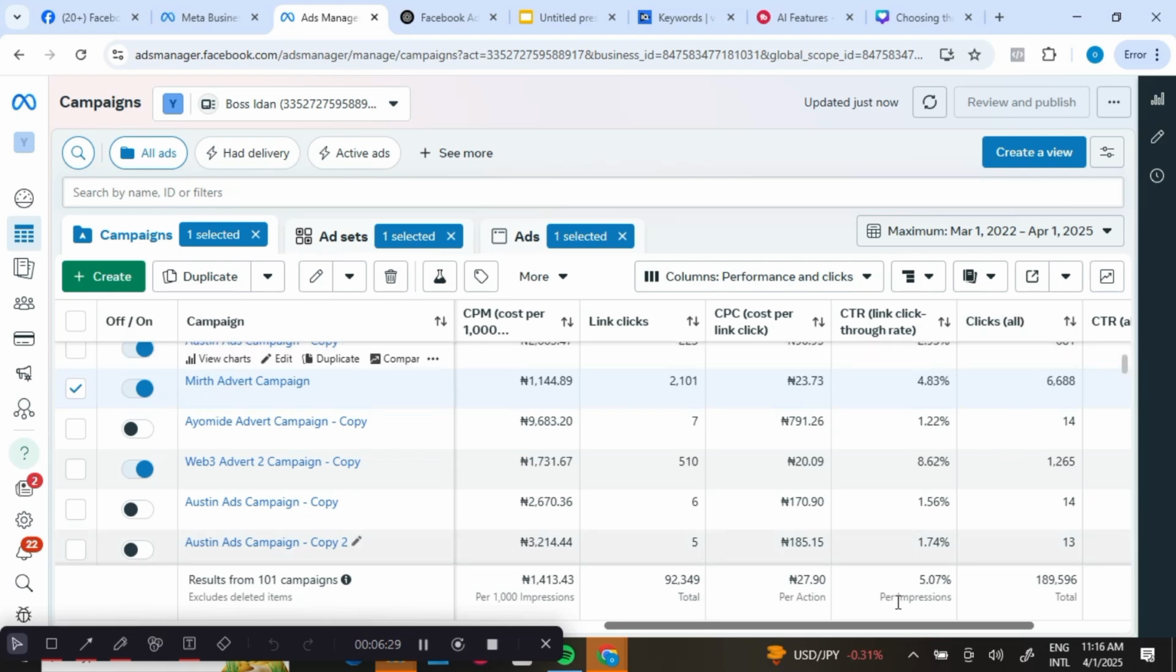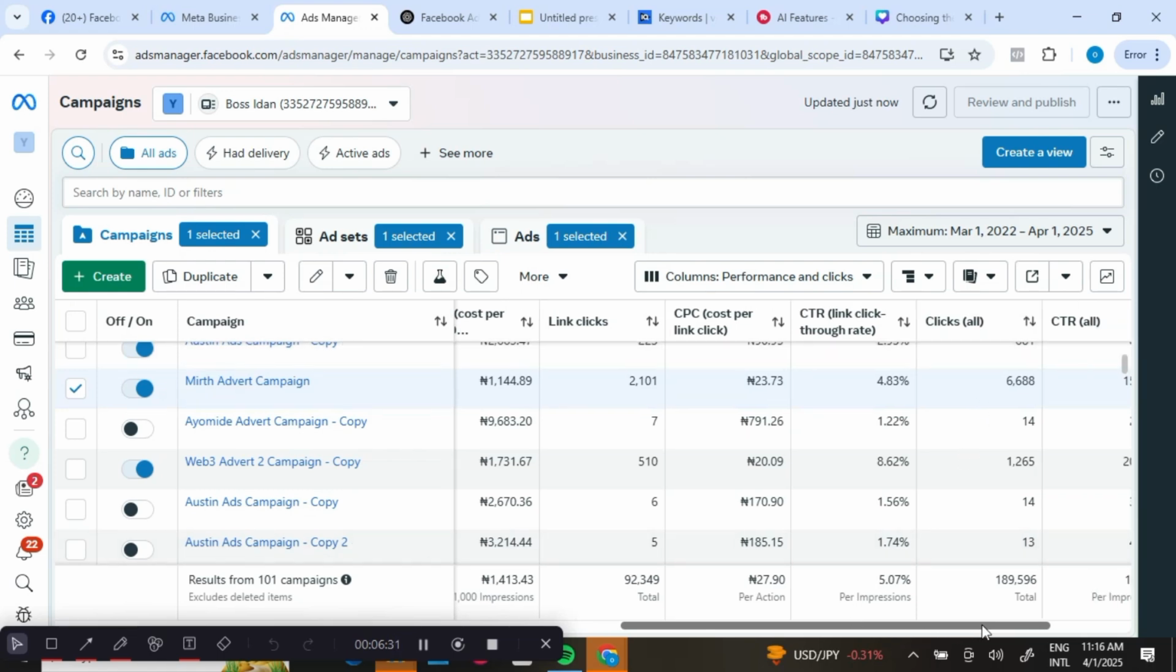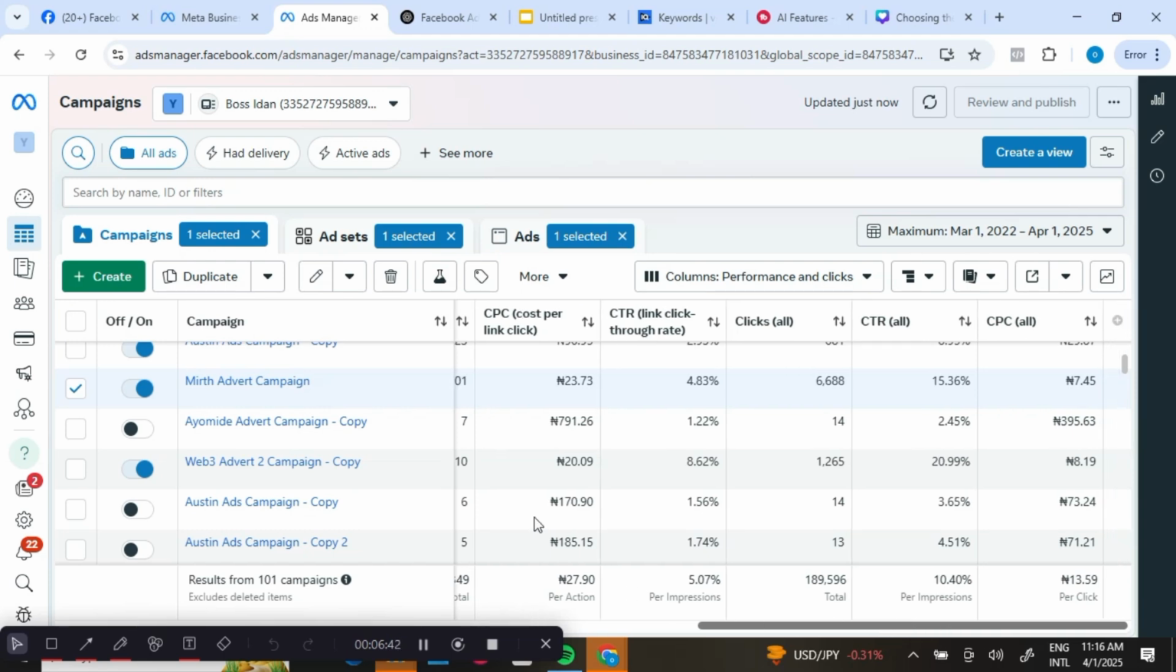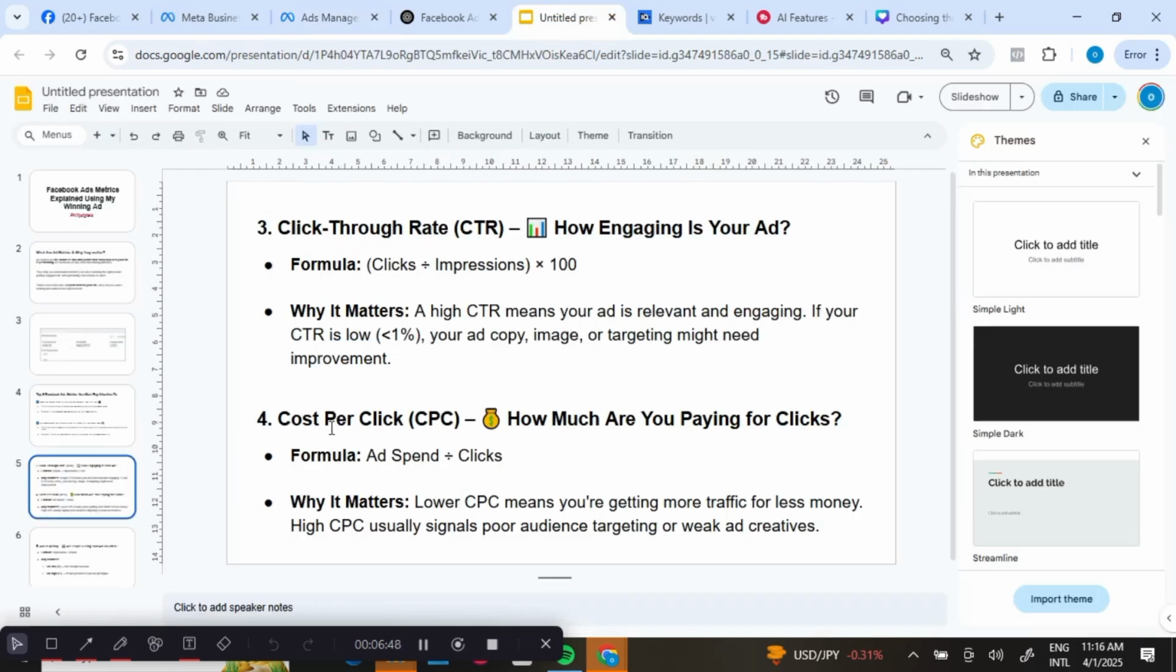Now CTR, then what again? CPC, 7 naira. Now those are the ones that I want to check, right? For the CPC, we said CPC is how much you are paying per click. It should not be too high. The lower the CPC, it means you are getting more traffic for less money.